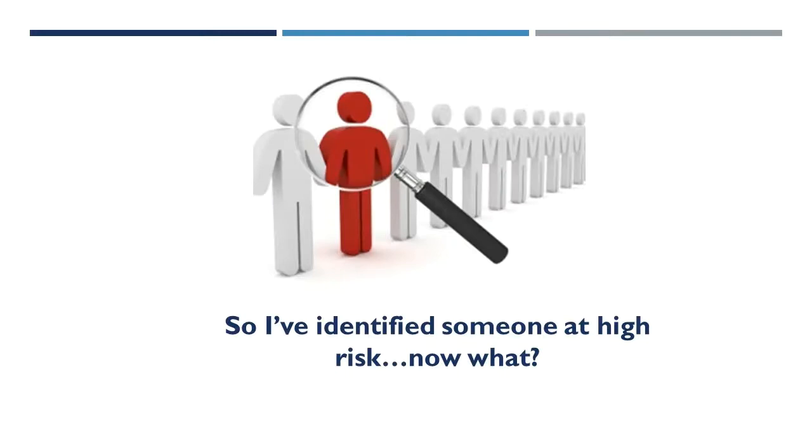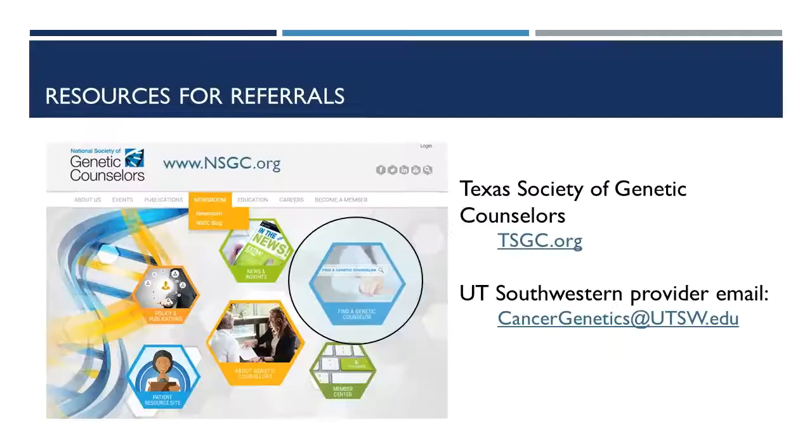So you've identified a patient who is at high risk for a hereditary cancer predisposition. Now what? A cancer genetics risk assessment is indicated for all patients identified to be at high risk. The UT Southwestern Cancer Genetics Program comprises 15 genetic counselors who are available to see patients in person or via telehealth at multiple clinics throughout the DFW Metroplex. For patients outside the DFW area, the National Society of Genetic Counselors website has a Find a Genetic Counselor directory, which allows anyone to search a genetic counselor nationwide by specialty and location.